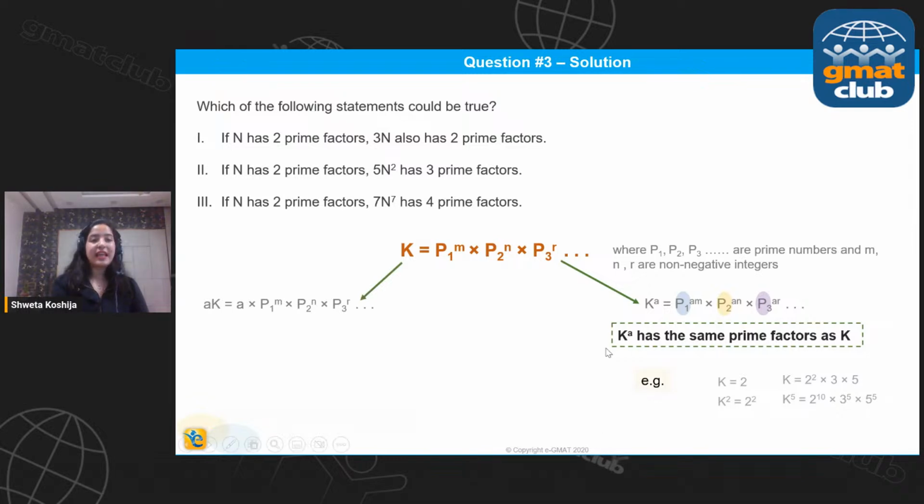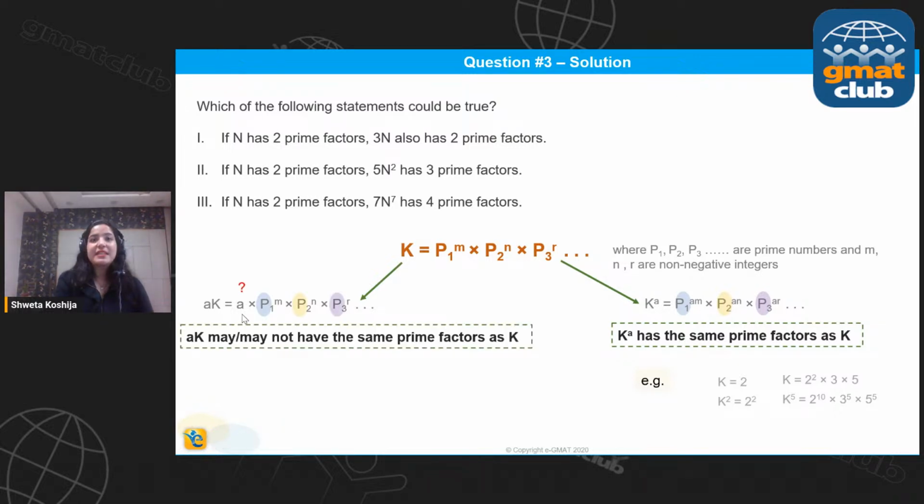Similarly, let's think about the second thing, which is when you multiply a constant. Now, what happens here? See, this whole thing is your k, and here is an extra thing that you're multiplying. It's not something that just settles itself in the power like in the other case. This is something extra that you're multiplying. Now, very important. p1, p2, p3, I know all of these are prime factors, but what's a? This a may be a new prime number. It may be a prime factor that k did not already have. In that case, when you add this a to the picture, it will be an additional prime factor, right? It will be one more.